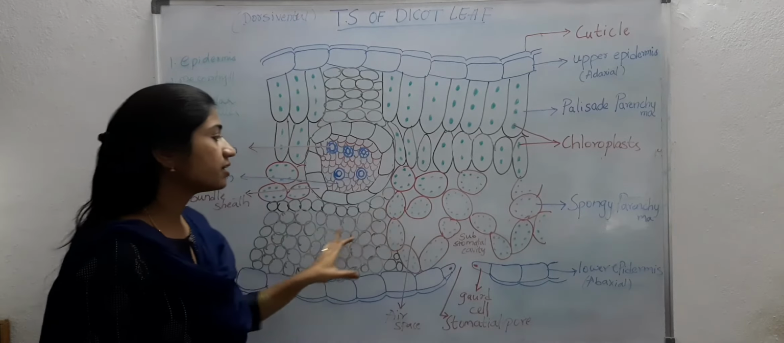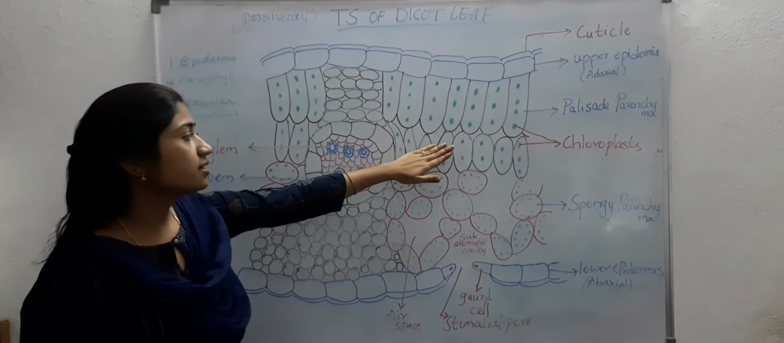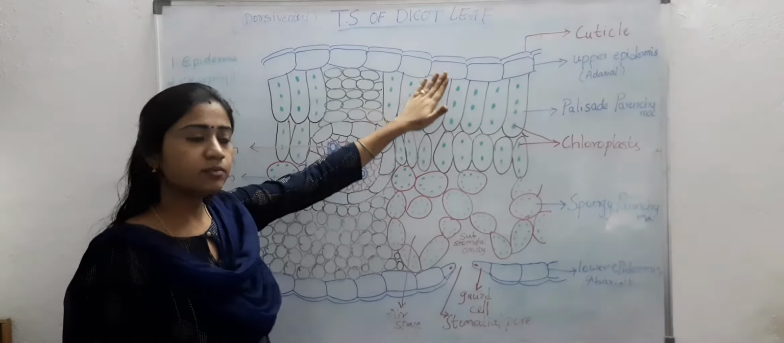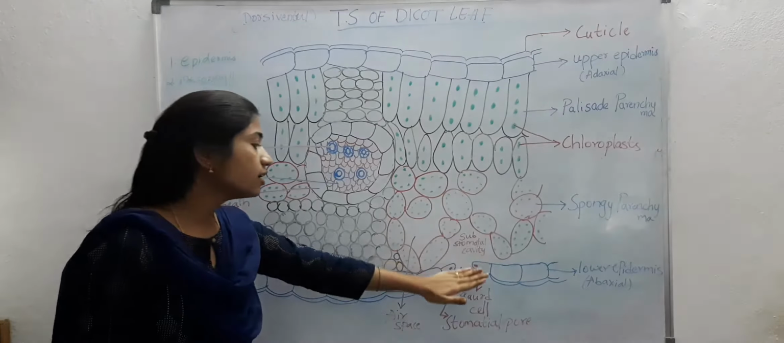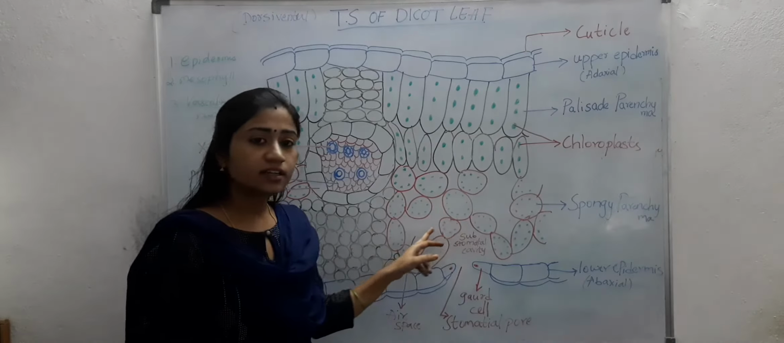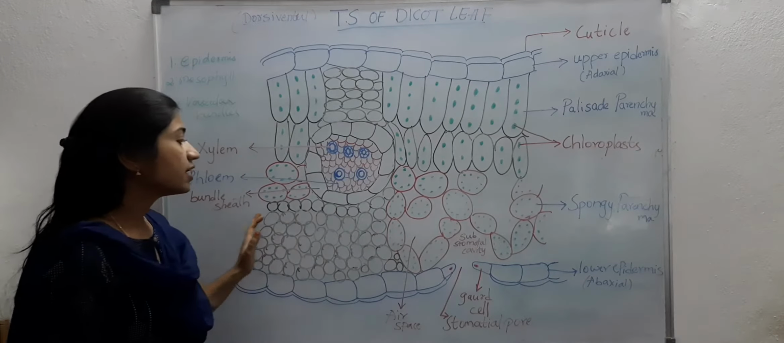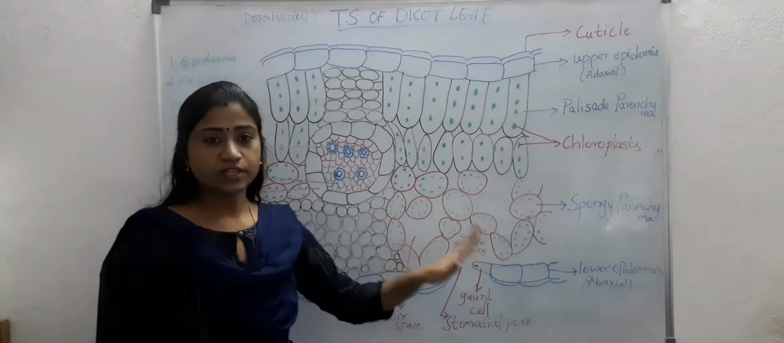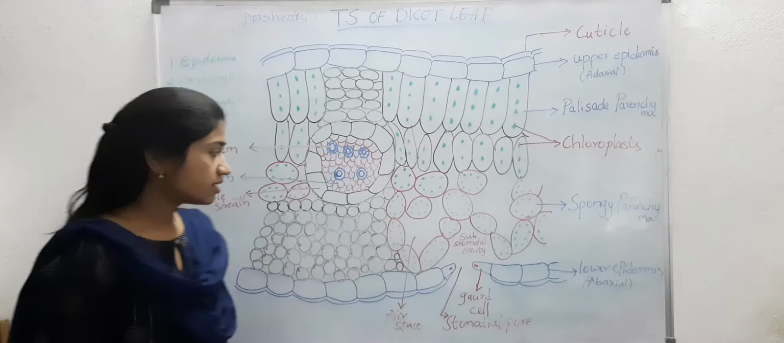The spongy parenchyma is present towards the lower epidermis. Palisade is present towards the upper epidermis, and spongy parenchyma is present towards the lower epidermis. Here, these cells are irregular shaped and they are arranged loosely with heavy intercellular spaces. Very big intercellular spaces.